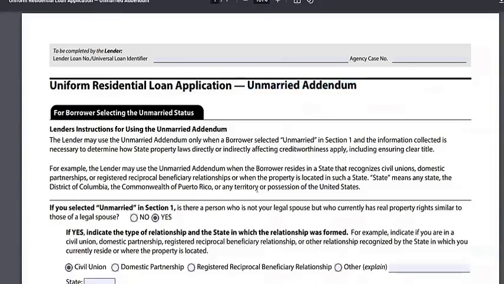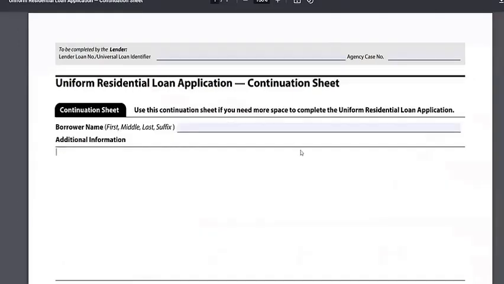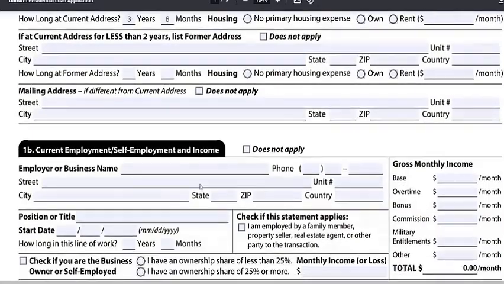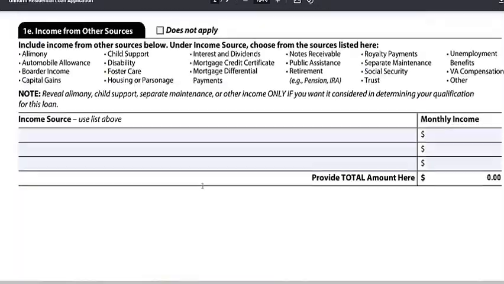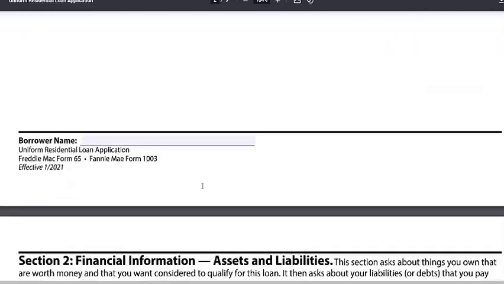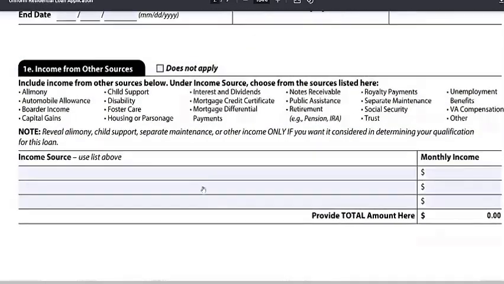So in that case, minimum four forms will be the part of 1003. That is how the 1003 is going to be completed, right? And if there is more information that needs to be disclosed, like if the borrower has more information, or say if somebody has more income sources. So one income source they wrote here, another they wrote here, and now they need more, right?